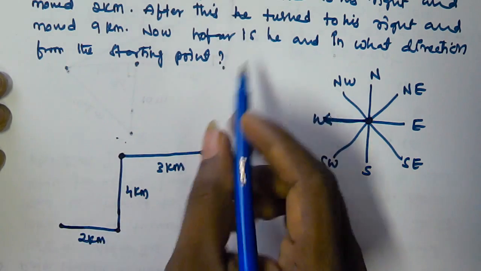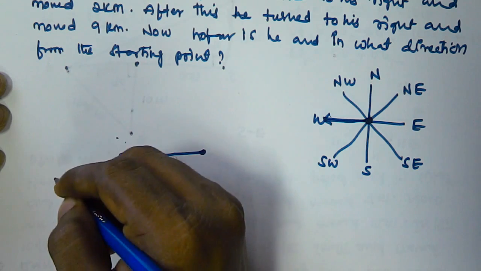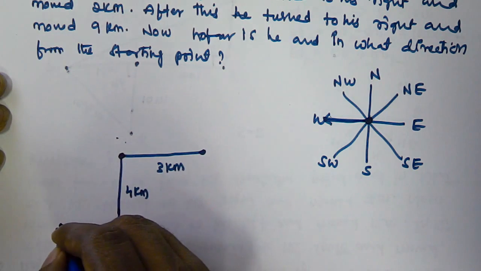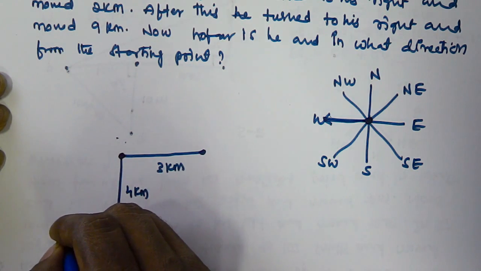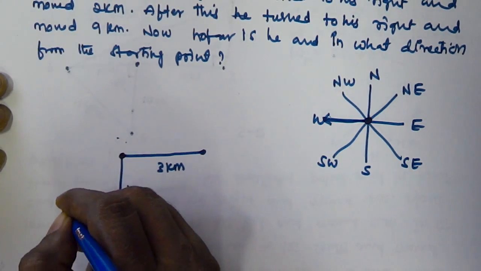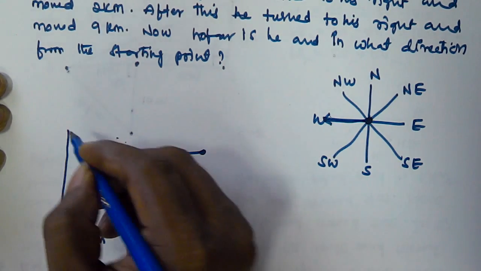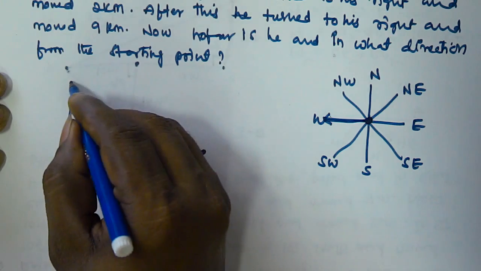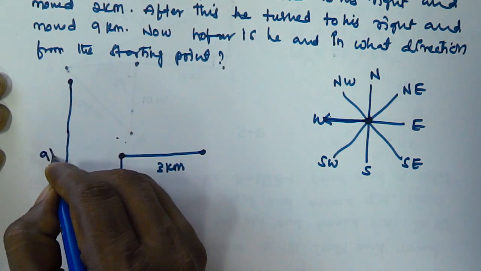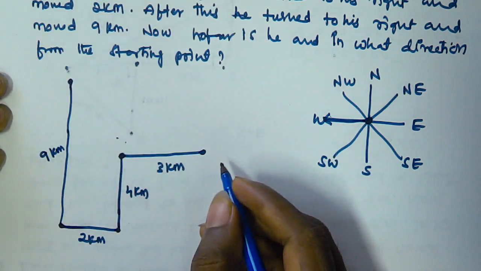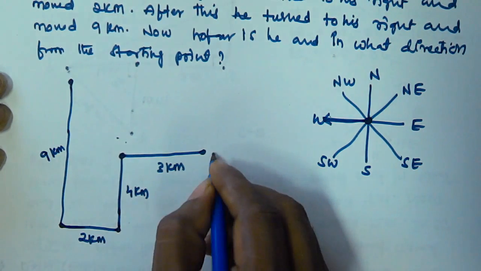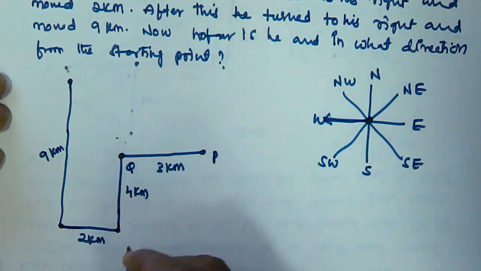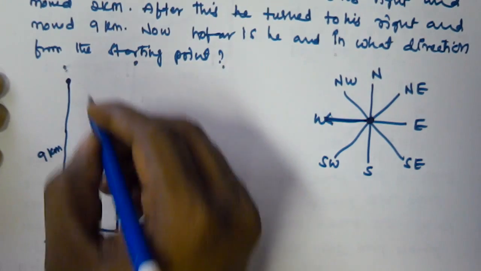After this he turned to his right. So he is moving in this direction. So this is the right and this is the left. He moved to the right direction and traveled 9 kilometers. So he traveled to some point, and this one is the 9 kilometers he traveled. Now let us assume the points are P, Q, R, S and T.